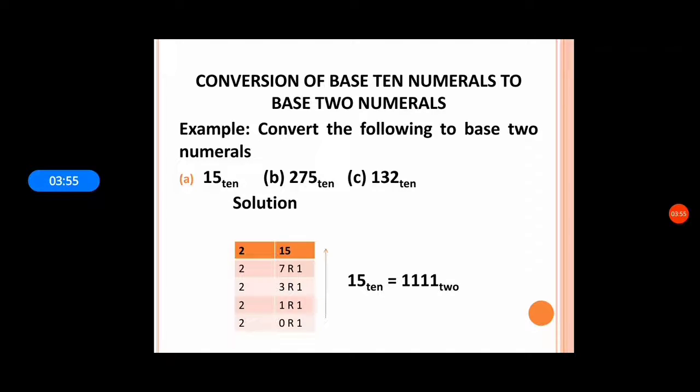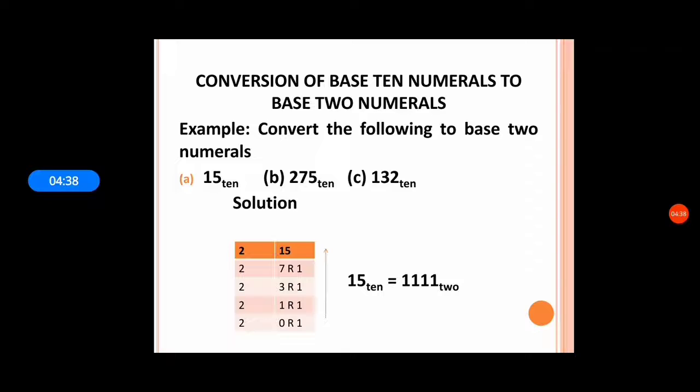15 divided by 2 gives us 7 remainder 1. 7 divided by 2 gives us 3 remainder 1. 3 divided by 2 gives us 1 remainder 1, while 1 divided by 2 gives us 0 remainder 1. You know 1 is not divisible by 2, so you write the 0 and keep the 1 as the remainder. Now, very important, check the direction of the arrow. It starts from the bottom to the top. So it means you are going to start writing your number in base 2 from the bottom to the top. That is 1 1 1 1. It means our 15 base 10 gives us 1 1 1 1 base 2.